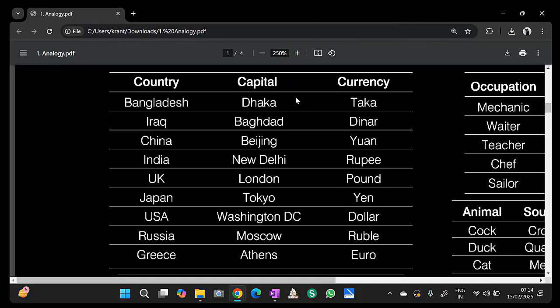India: capital is New Delhi, and currency is Indian rupee. UK, United Kingdom: capital is London, and currency is pound. Japan: the capital is Tokyo, and the currency is yen. USA: the capital is Washington DC, and the currency is US dollar. Russia: capital is Moscow, and currency is ruble. Greece: capital is Athens, and currency is euro.